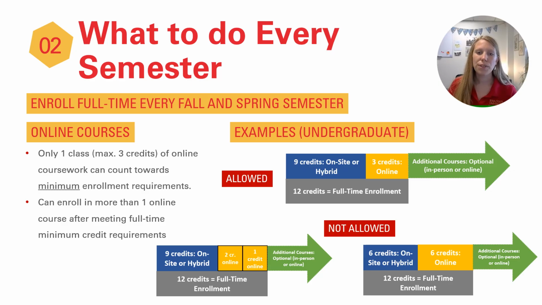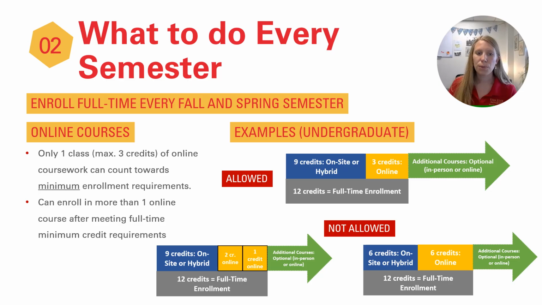If you remember, the full-time enrollment requirement for an undergraduate student is 12 credits. In the first chart, you will see this student has one online course, not more than 3 credits, counting towards their full-time enrollment of 12 credits. This scenario works and meets enrollment requirements. The bottom chart does not work, as the student is enrolled in 2 online courses toward full-time enrollment.